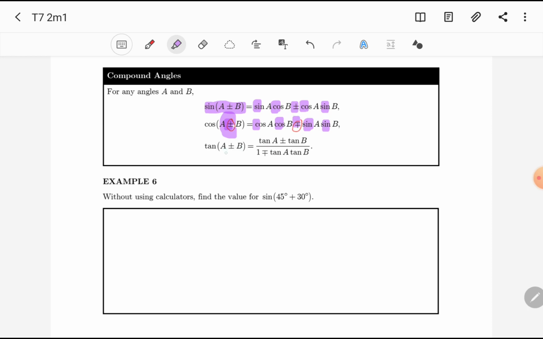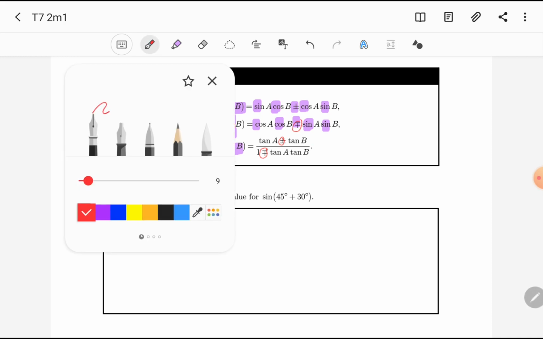Okay, tangent A plus minus B equals to, okay, tangent A plus minus tangent B over 1 minus plus, dia terbalik, tangent A times tangent B. Okay, so we go to example number 6.